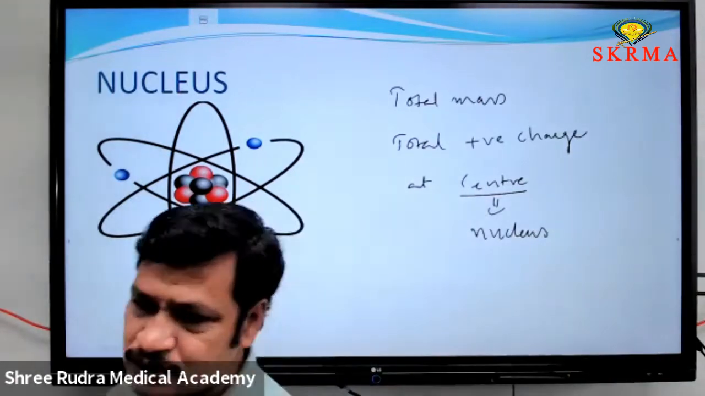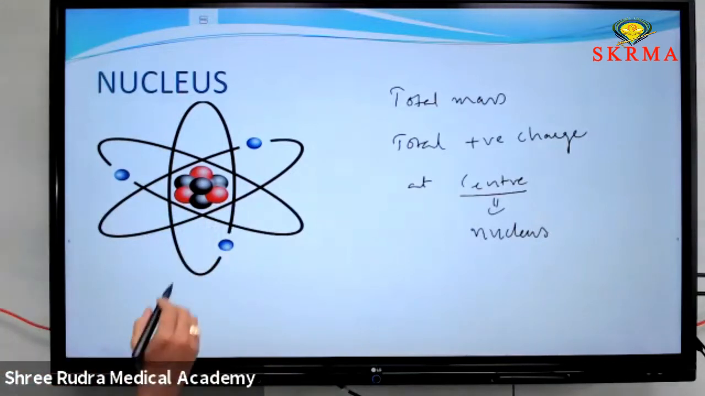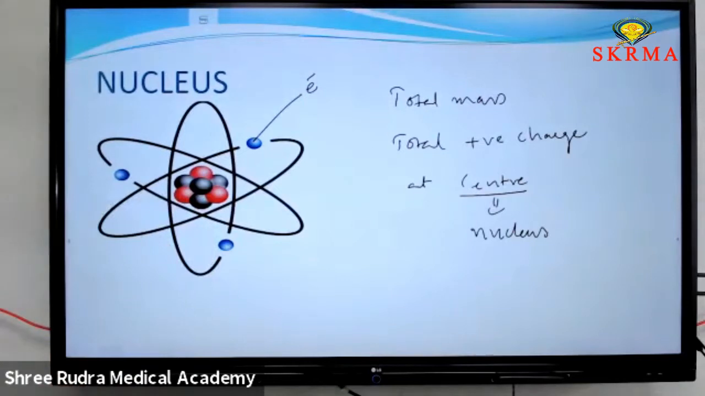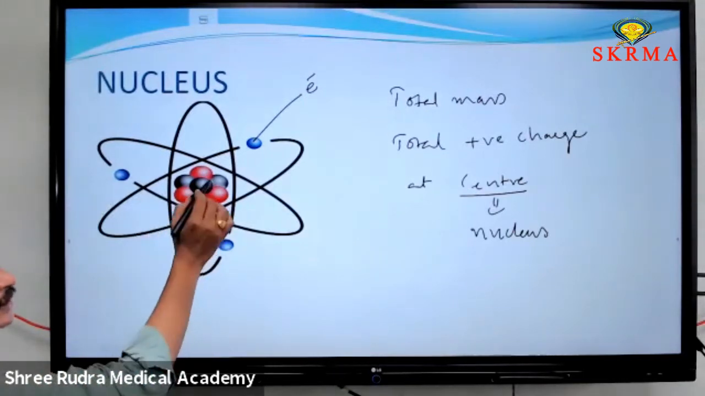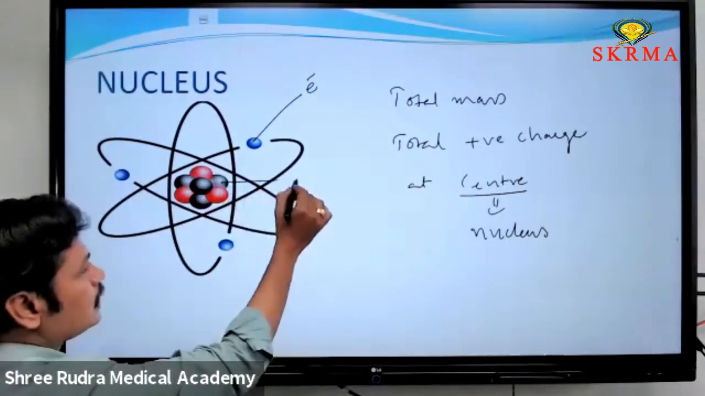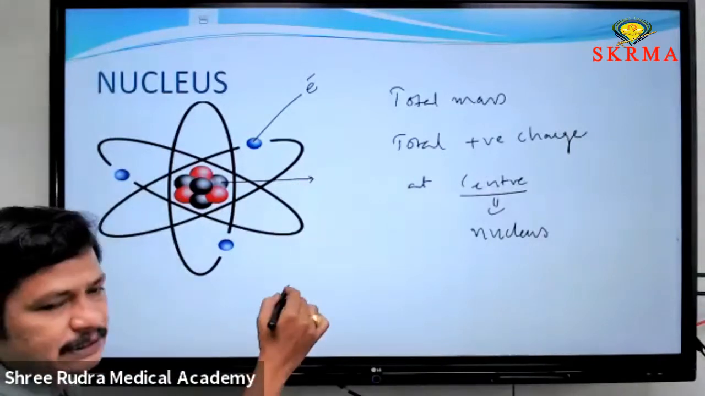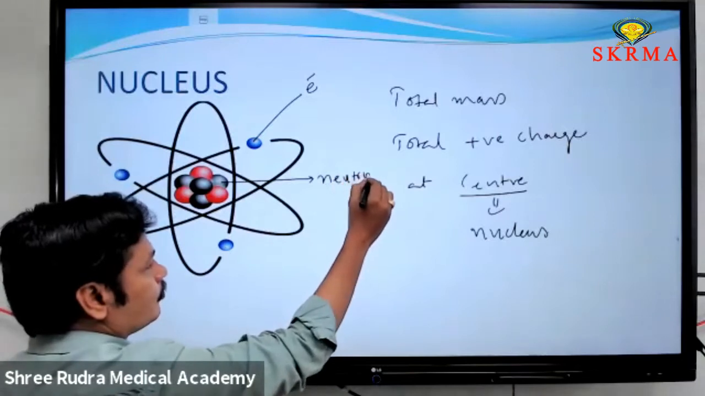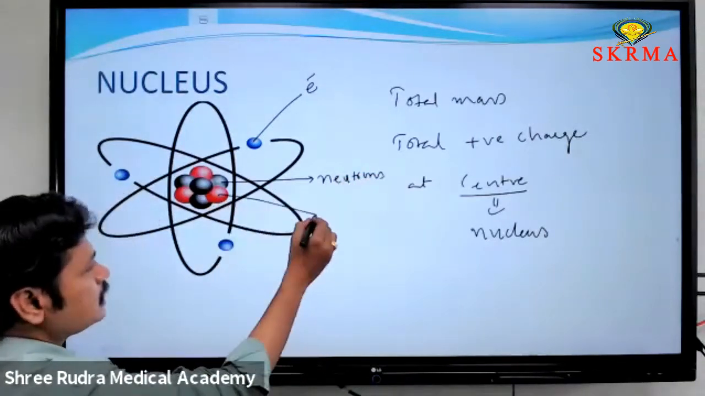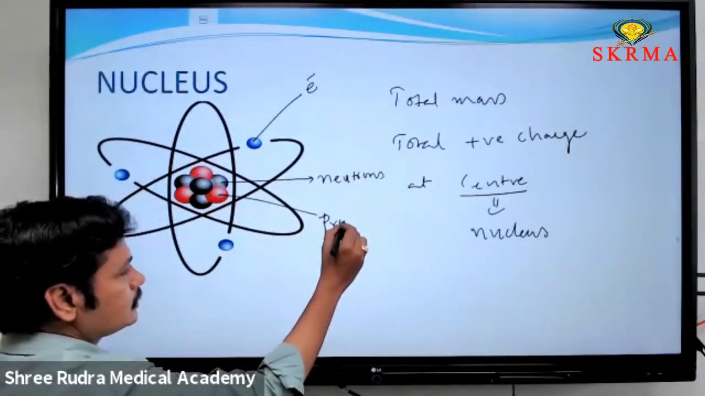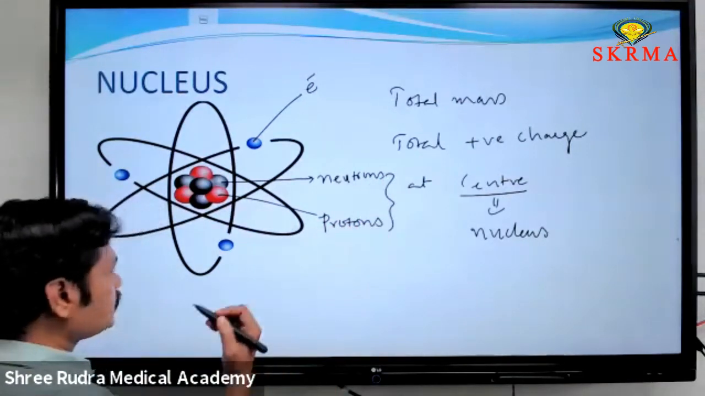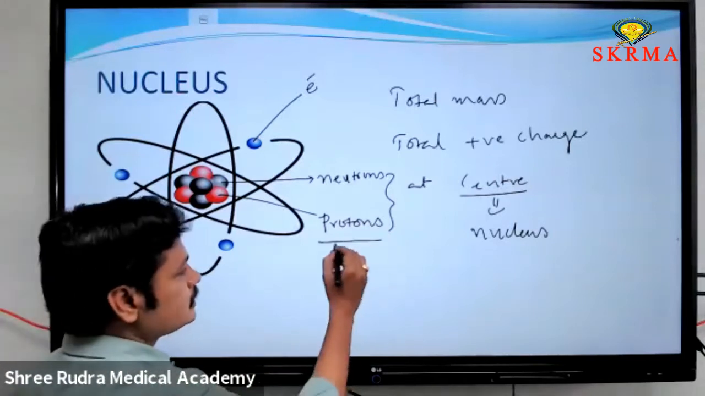This is the basic structure of atom, where electrons are revolving around the nucleus. Inside the nucleus, there are two different types of particles. One is neutrons, the other one is protons. These two particles are said to be nucleons.